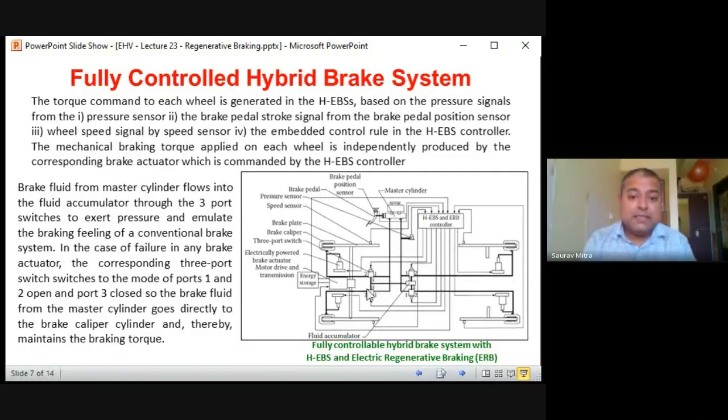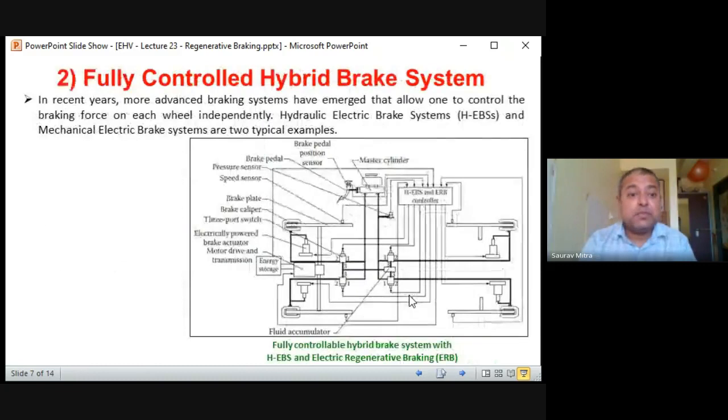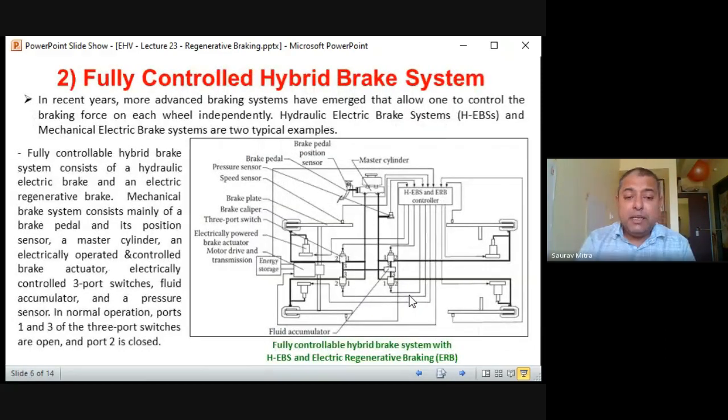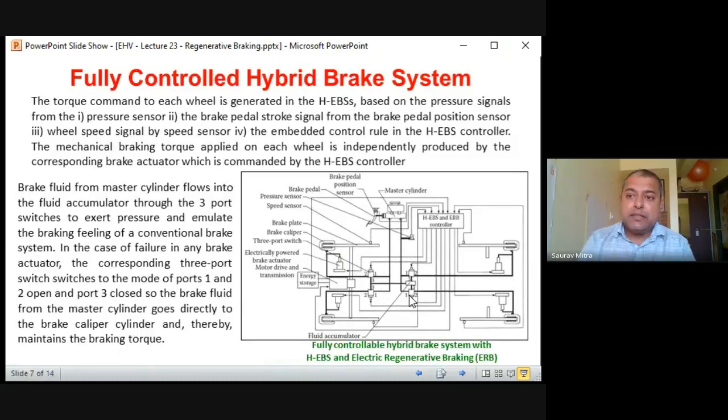Okay, so in that case this 3-port switch, the fluid accumulator, all these things are bypassed. So in that case, whatever was happening in the previous case, that is, whatever we have seen in the case of the parallel hybrid brake system, in that case all this 3-port switch, the fluid accumulator, all those things were not there. So this 3-port switch and accumulator are more like a sophisticated kind of system. But if there is a failure of any brake actuator, in that case that parallel brake system comes into the picture again.